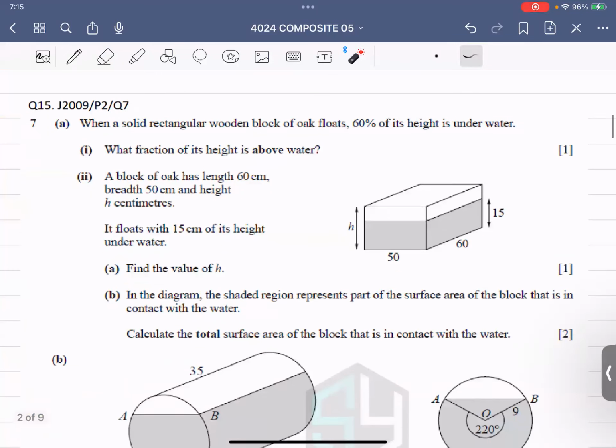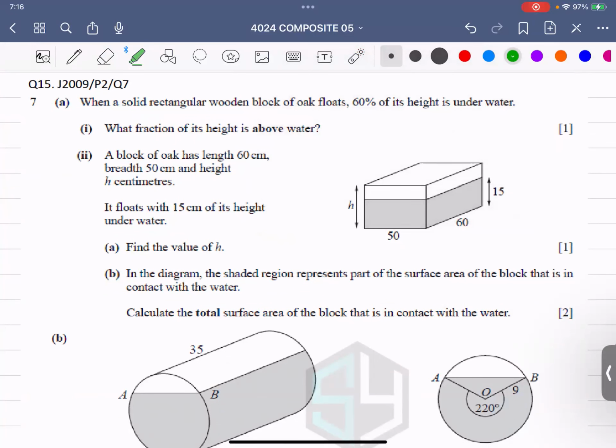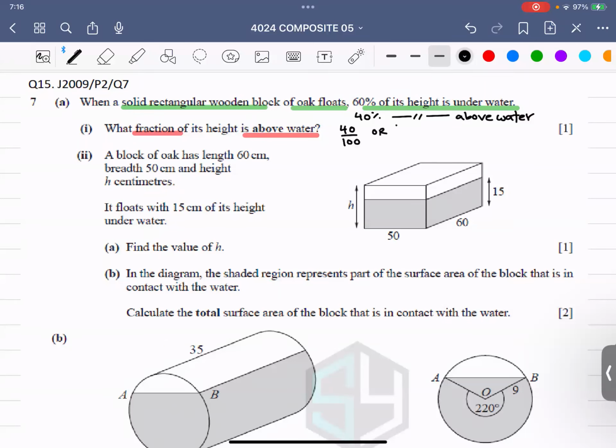Now, the first question says, when a solid rectangular wooden block of oak floats, 60% of its height is underwater. The first part: what fraction of its height is above water? The rule is, if 60% is underwater, therefore 40% of its height is above water. That's a simple subtraction. So what is the fraction? 40 over 100. That comes out to be 4 over 10, which is 2 over 5. That is the answer for the first part.